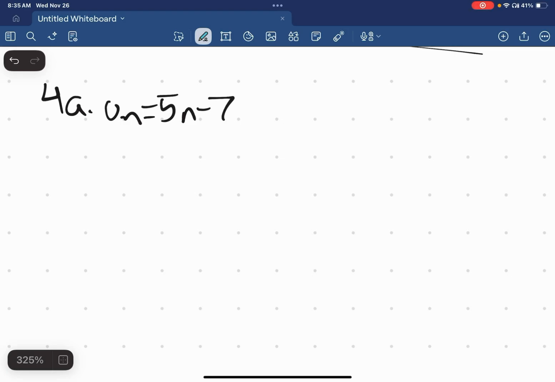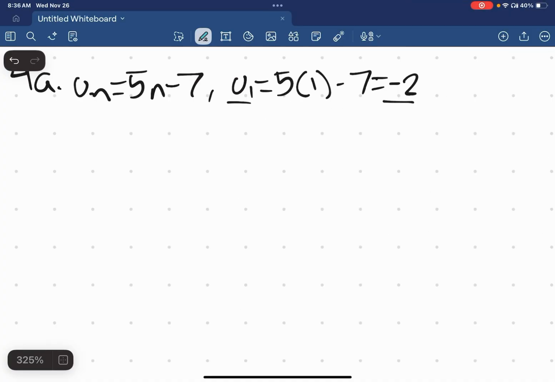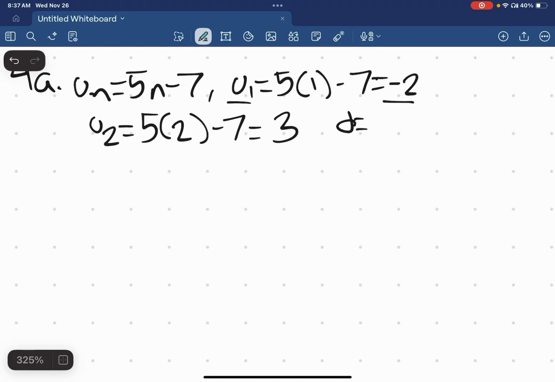The first term comes from when your n equals 1. So for all of these, we can just plug n equals 1 in. U1 is going to be equal to 5 times 1 minus 7, and that's negative 2. And then next we need to find the common difference between all of these. You can do this by finding the second term and then just finding the difference between that, since we know it's an arithmetic sequence. The second term is going to end up being 5 times 2 minus 7, which is equal to 3. And then the difference between negative 2 and 3 is 5. So D is going to be equal to positive 5. And that is our answer.